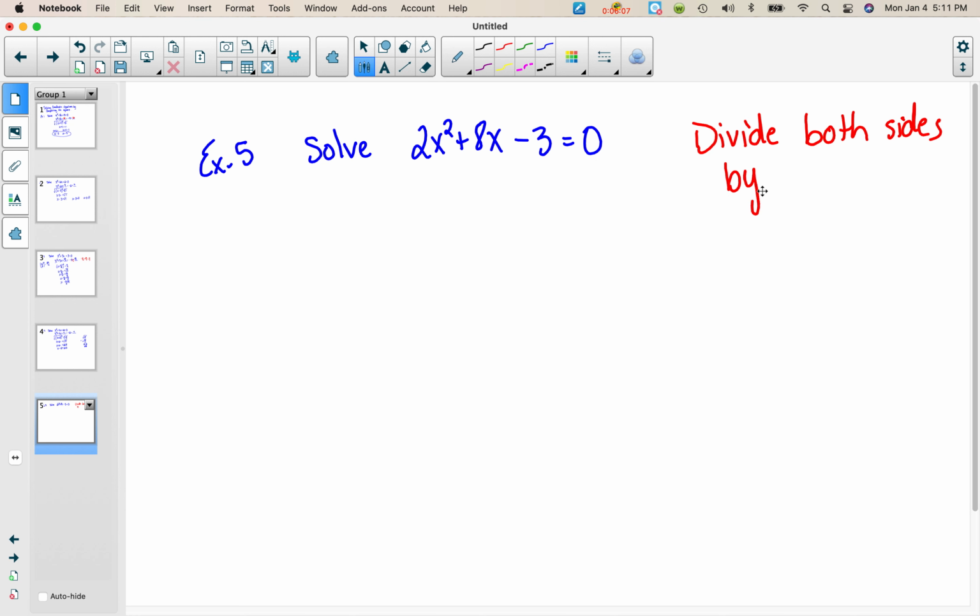by 2. Okay, I looked up here and I thought that I hadn't hit record again and that it was not recording. Divide both sides by 2.